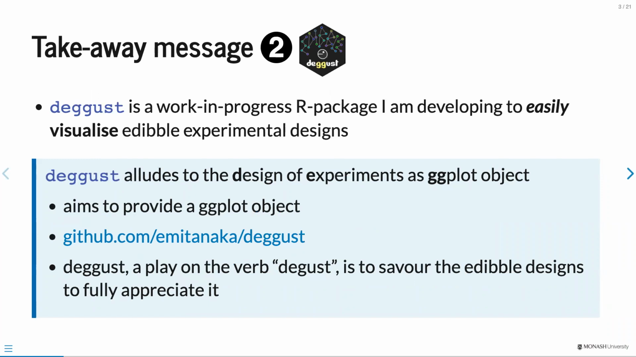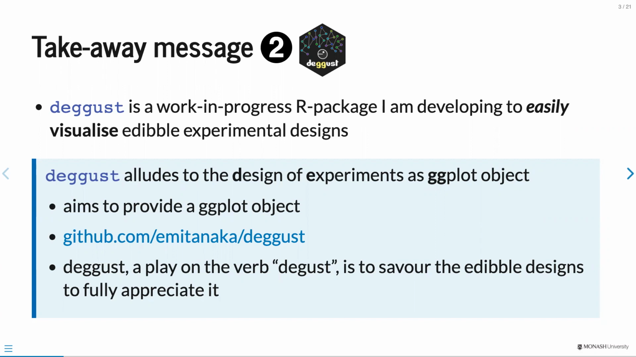The next one is Degas. This is another package I've been working on. This is a lot more premature than Edible, but it's a bit of a companion package. And this one is to easily visualize edible experiment designs. Degas alludes to the fact that the D and E in that package name stand for design of experiments, and the double G that you see in the middle stands for ggplot. So the ultimate aim for Degas is to provide ggplot objects, which are going to be representing your experiment design. And you can find the code for this in the GitHub link that you see there, github.com/emitanaka/Degas.